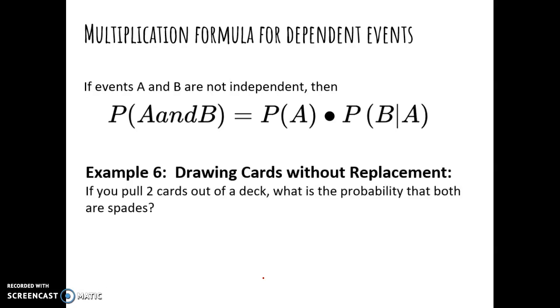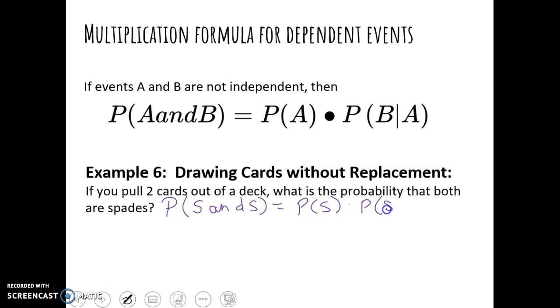Alright, let's look at example 6, drawing cards without replacement. If you pull 2 cards out of the deck, what's the probability that both are spades? So if you're doing this, you would say, what's the probability that I have a spade and a spade? And since these are dependent because we're not replacing the card, and that's going to affect the probability, it's the probability of a spade times the probability of a spade, given that the first one was a spade.